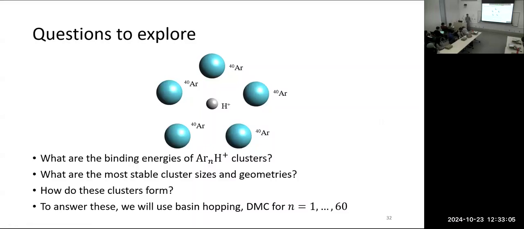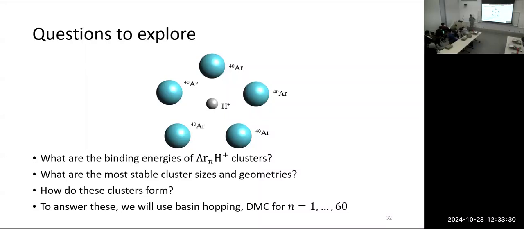Since this system is so similar to the previous system, I can again use diffusion Monte Carlo to figure out the most stable cluster sizes and geometries and the binding energies. In particular, we want to find how stable these clusters are in terms of the energy cost it takes to remove an atom.